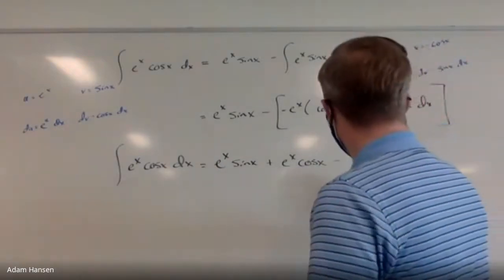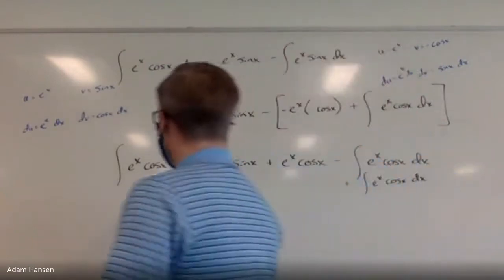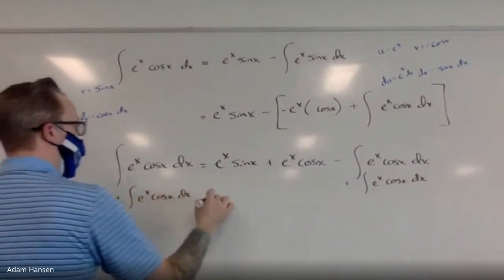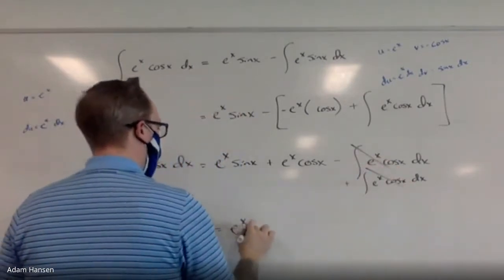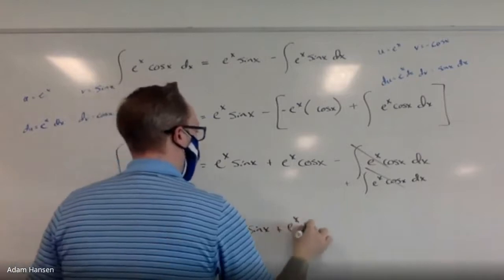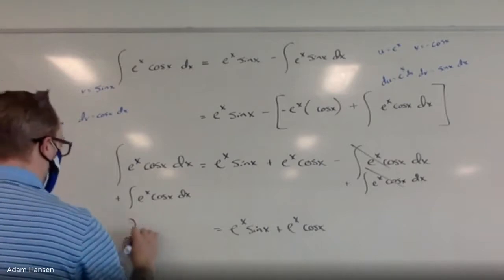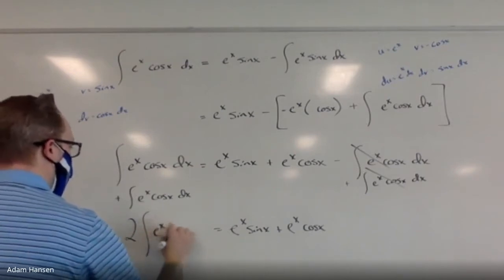I'm going to add the antiderivative of e to the x cosine x dx to both sides. Because now that cancels out, giving me e to the x sine x plus e to the x cosine x. What do I have over here on the left? Two of those antiderivatives. Two integrals of e to the x cosine x dx.